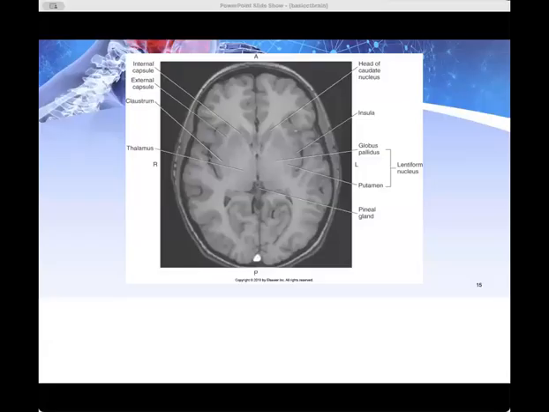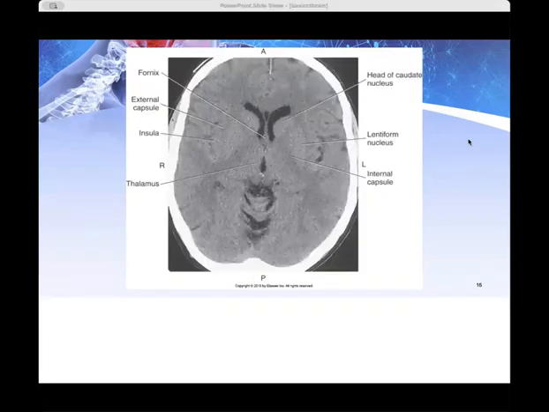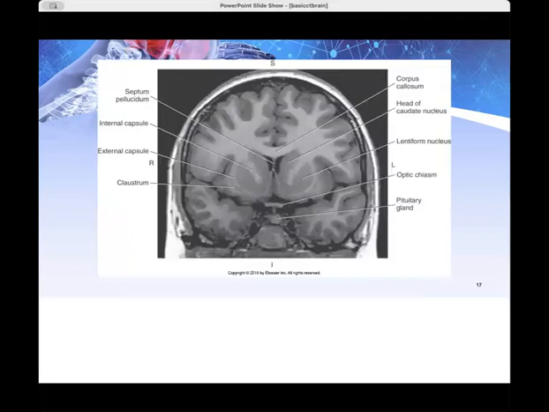Here we have an axial T1 weighted MRI of the basal nuclei. Another image, axial CT of the basal nuclei. We have a coronal T1 weighted MRI of basal nuclei.